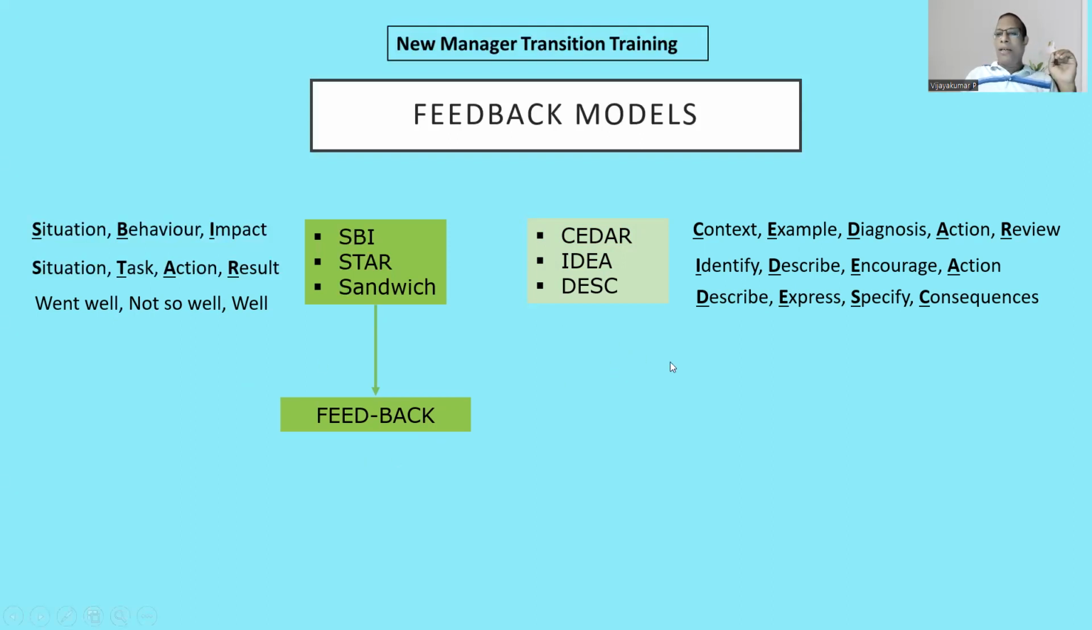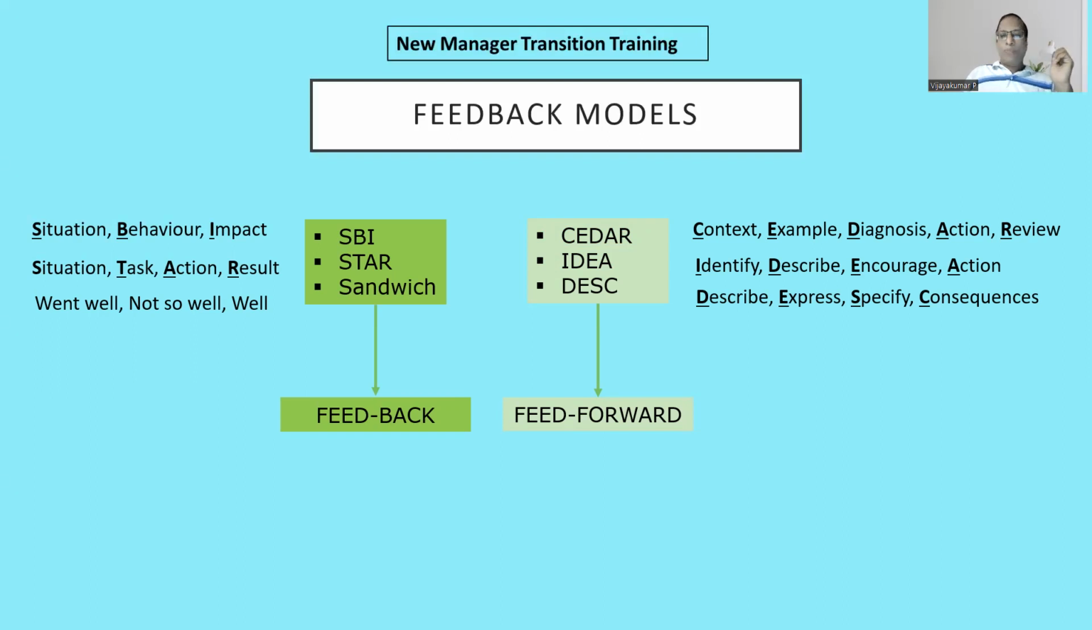Whereas the other models, like CDAR, IDEA, and DESC, are called feed forward. Here, in addition to telling what went wrong, in addition to understanding the root cause and the impact, they also focus on how that can be improved, how the situation can be improved, and then what the action plan is, right? So that way it is called feed forward.